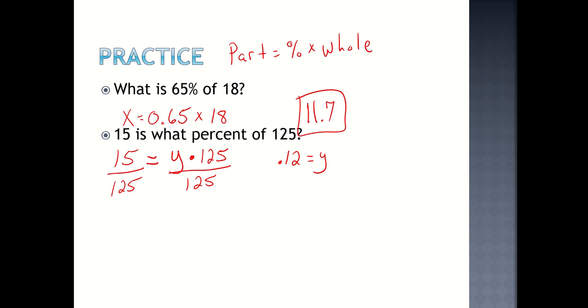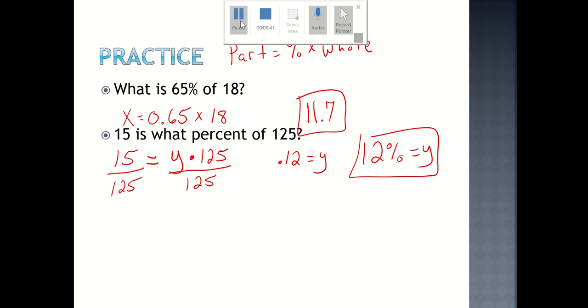Now let's go ahead and change this to a percent. So 15 is what percent of 125? Remember, Y is 0.12. So you should say your variable is equal to that percent because these two are equal, right? 12% is 0.12. So yes, 12% is equal to Y. 15 is 12% of 125.